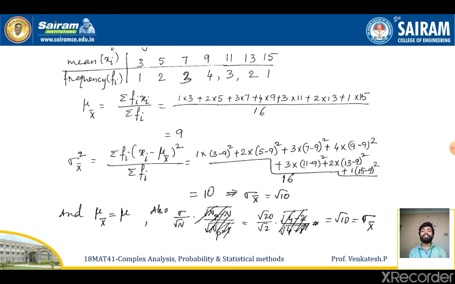Now I'm going to find the value of sigma x bar squared. It is given by summation fi into xi minus mu x bar whole squared divided by summation fi. On simplifying, I get sigma x bar equal to root 10. Now I want to verify this with the actual value. The formula for samples with replacement is sigma divided by square root of n, which is root 20 by root 2, equal to root 10. Since both are the same, it is verified.